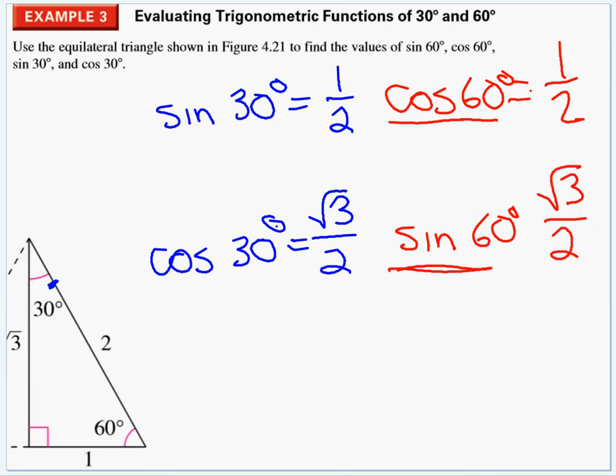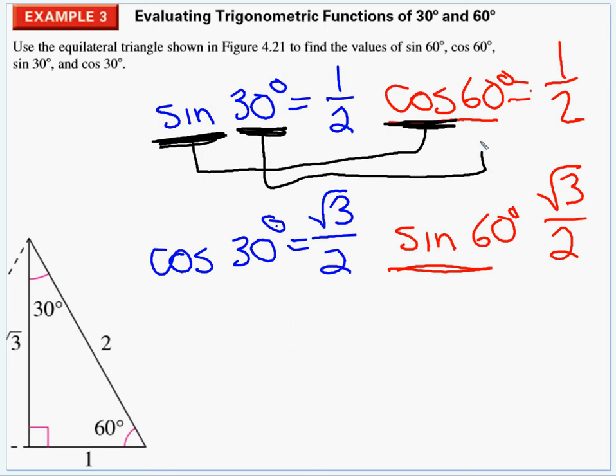And I wrote it like this just to hammer home the fact again that cofunctions of complements are equal. Sine and its cosine. They are cofunctions. This angle is 30. Its complement is 60. Cofunctions of complements have the same value. They're both equal to 1/2.